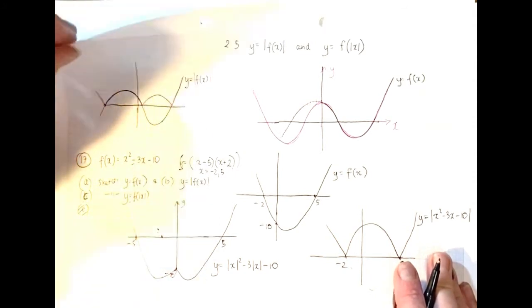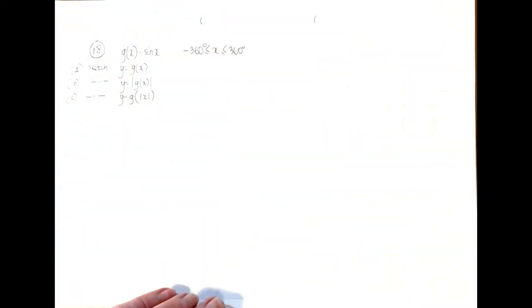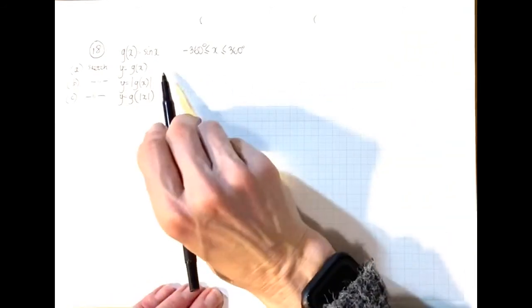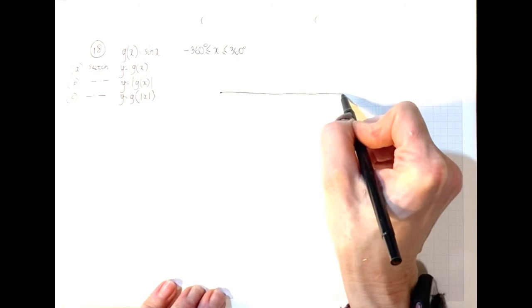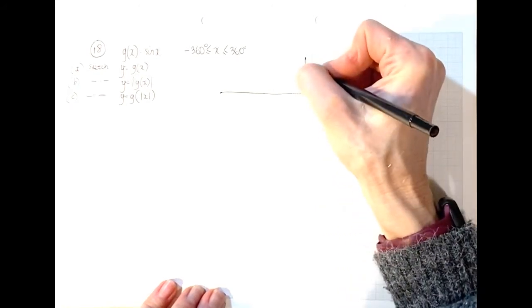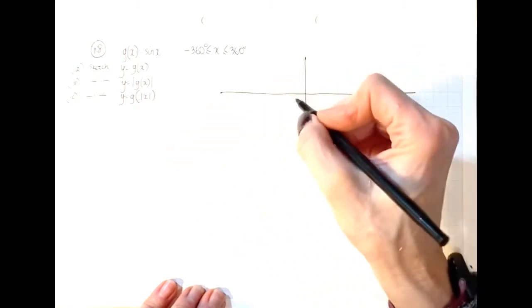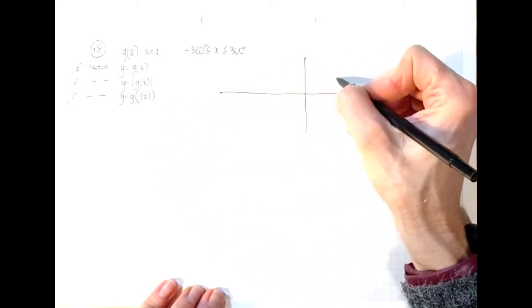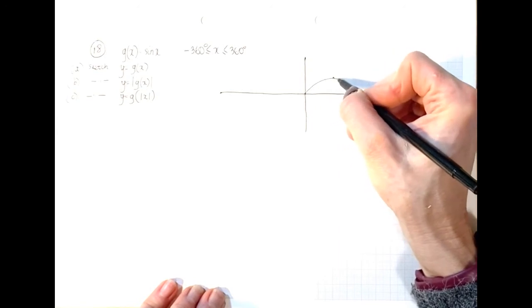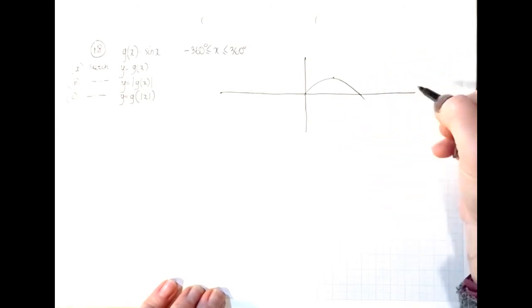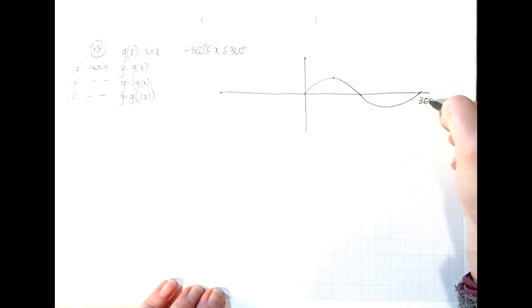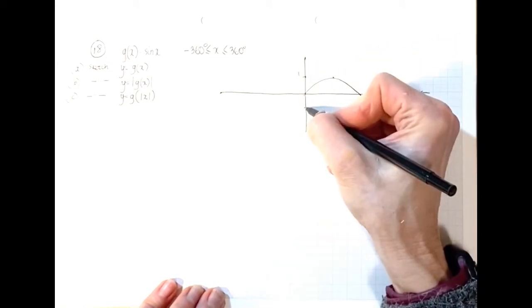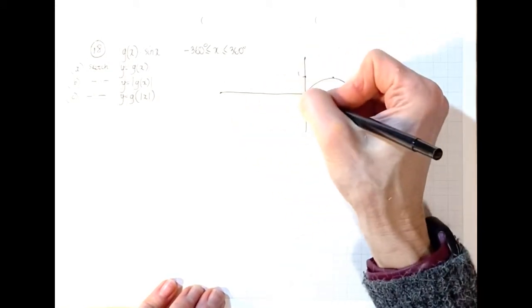So let's have a look at example 18. g of x is equal to sine x. We're going to sketch the graph and then do the same as in the example before. So find the modulus of that graph and then g of modulus of x. So the sine graph looks like this. That's up to 360 from 1 to -1, but we need to go to -360.